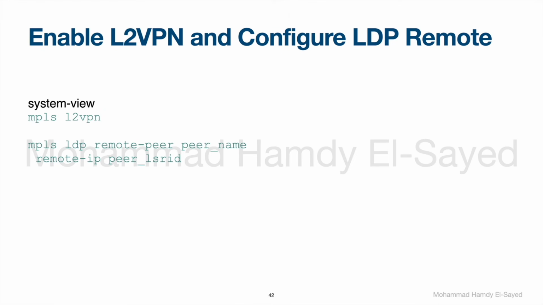As a summary of what we've done in the lab, we enabled L2VPN and configured LDP remote peer, and that was done under system view. We ran command mpls l2vpn, then command mpls ldp remote peer, then the peer name. Under the MPLS LDP view, we configured remote peer and the peer LSR ID, which is the loopback IP address of the PE peer, which is PE2.